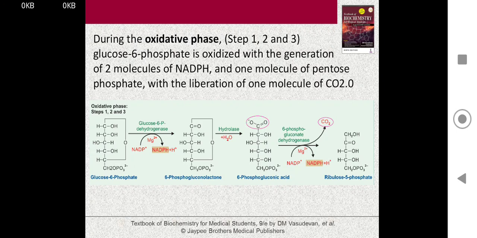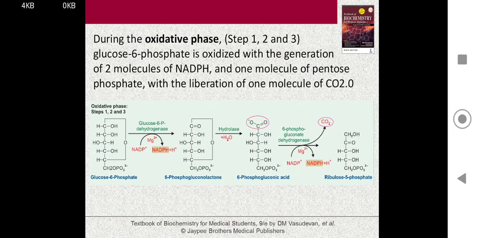First, glucose 6-phosphate, which is generated in glycogen metabolism and in glycolysis also, is converted to 6-phosphogluconolactone with the help of the enzyme glucose 6-phosphate dehydrogenase, which is the rate limiting enzyme. The main purpose of this reaction is to generate NADPH. Then it is hydrolyzed by the enzyme hydrolase to 6-phosphogluconic acid.